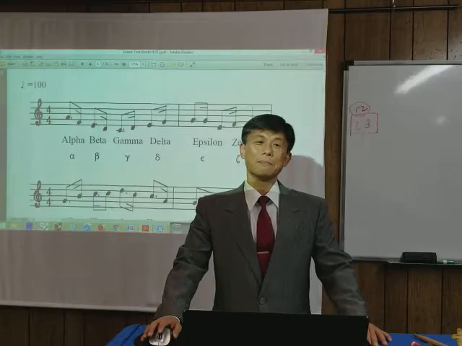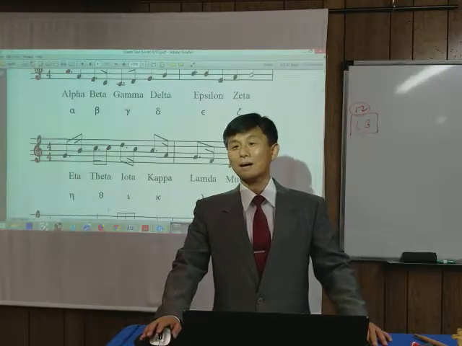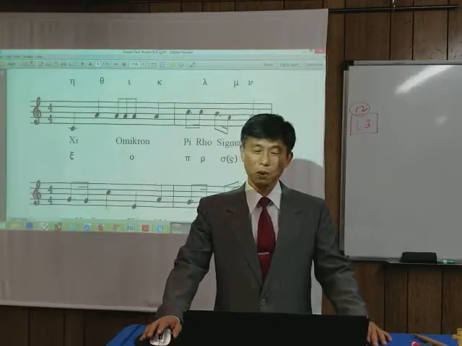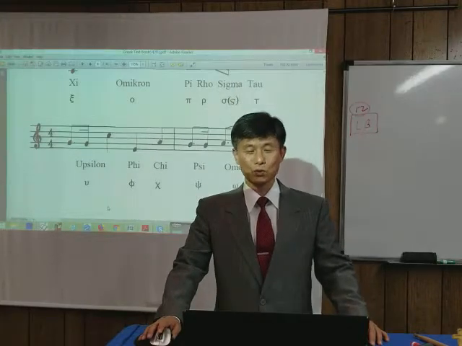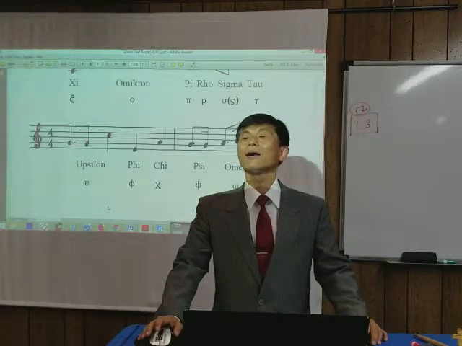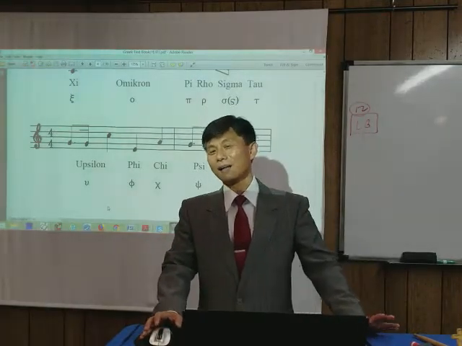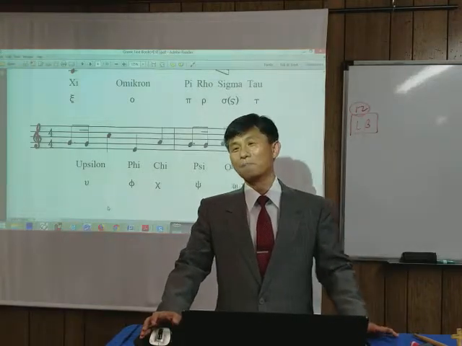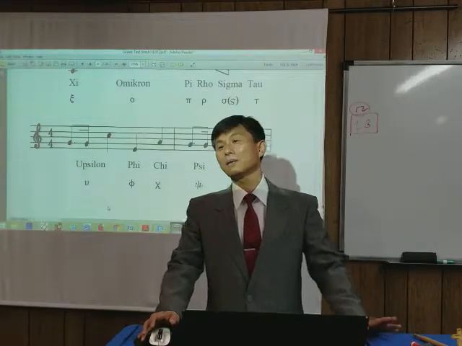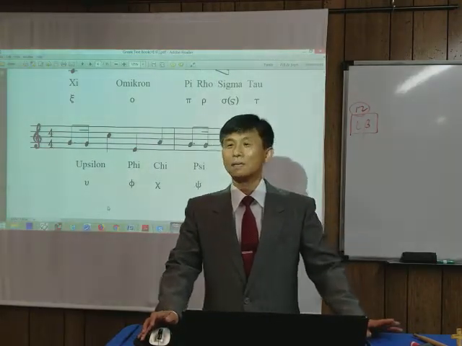Alpha, beta, gamma, delta, epsilon, zeta, eta, theta, iota, kappa, lambda, mi, ni, kushi, omicron, pi, rho, sigma, tau, epsilon, phi, chi, pushi, omega. Alpha, beta, gamma, delta, epsilon, zeta, eta, theta, iota, kappa, lambda, mi, ni, kushi, omicron, pi, rho, sigma, tau, epsilon, phi, chi, pushi, omega.